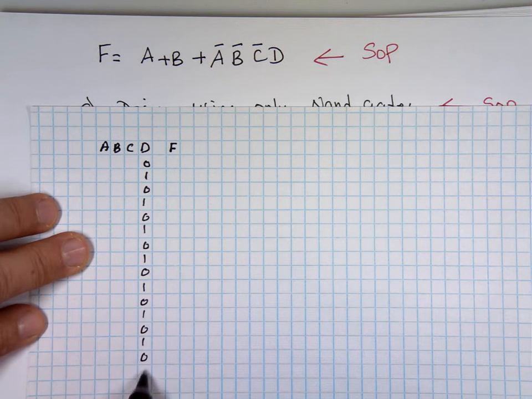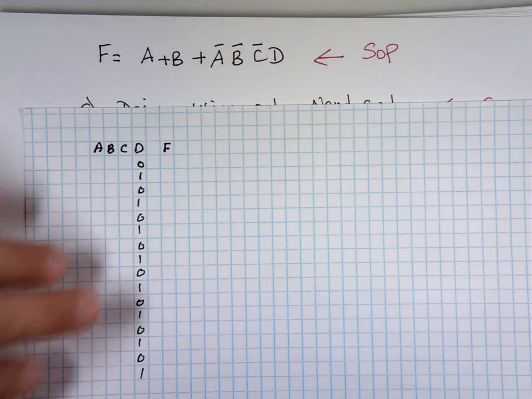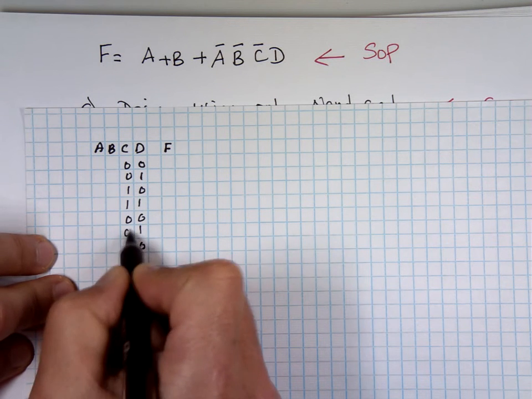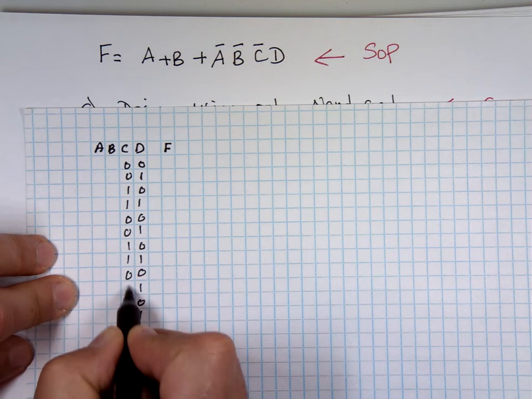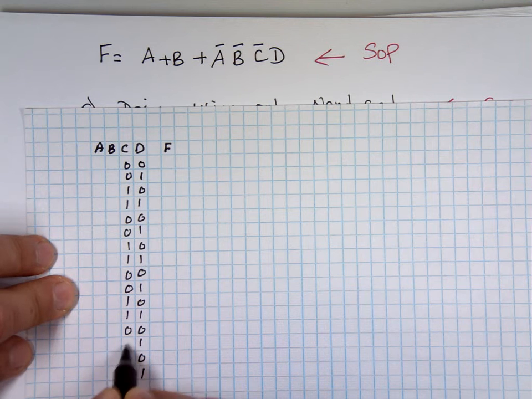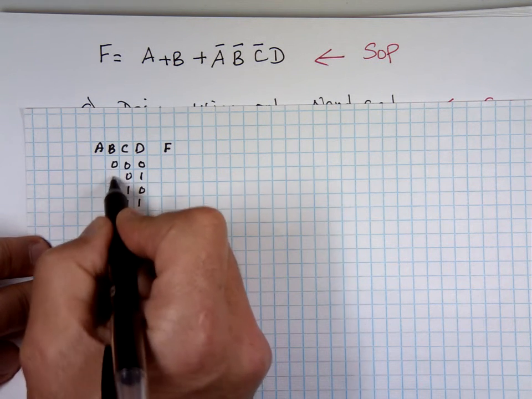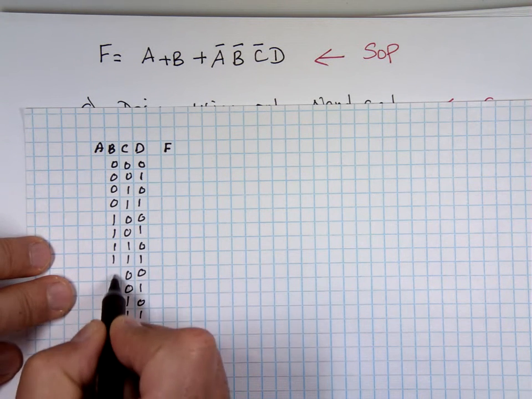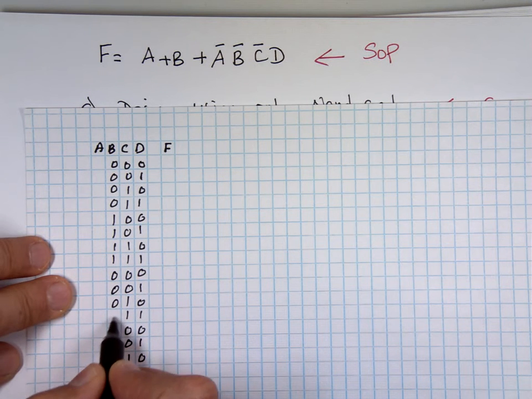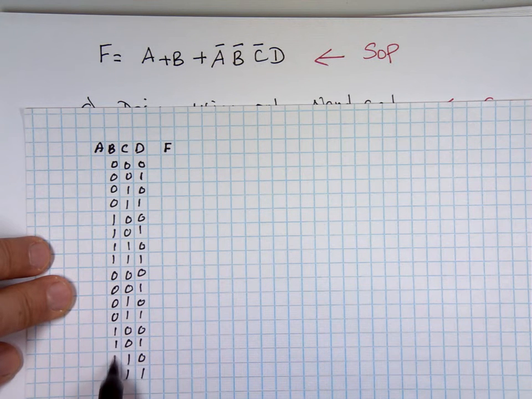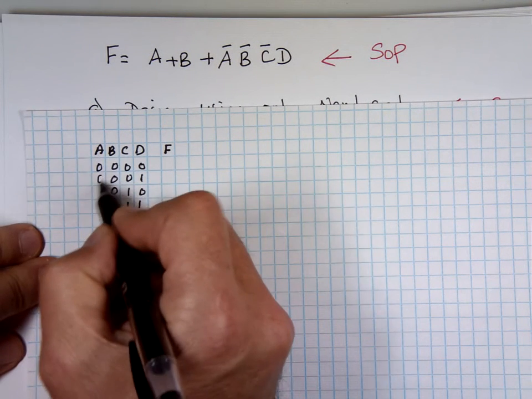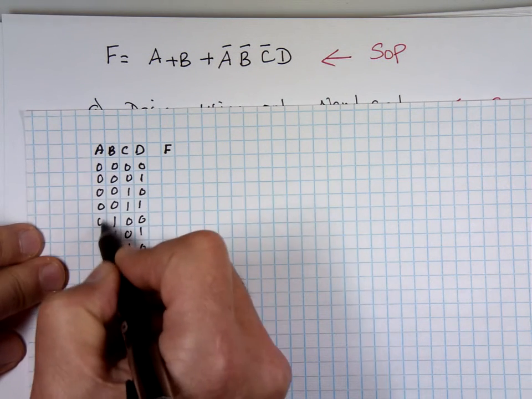The next group, 2 zeros, 2 ones, 2 zeros, 2 ones, 2 zeros, 2 ones, 2 zeros, 2 ones. Next one, 4 zeros, 4 ones, 4 zeros, 4 ones. And the last one is what? 8 zeros, and 8 ones.